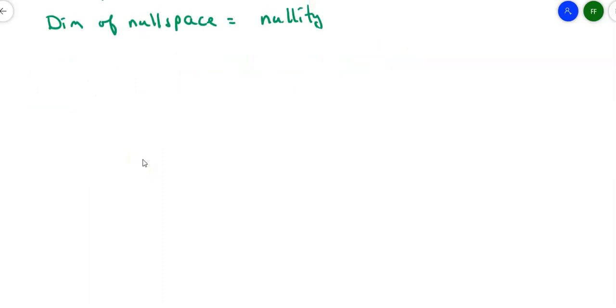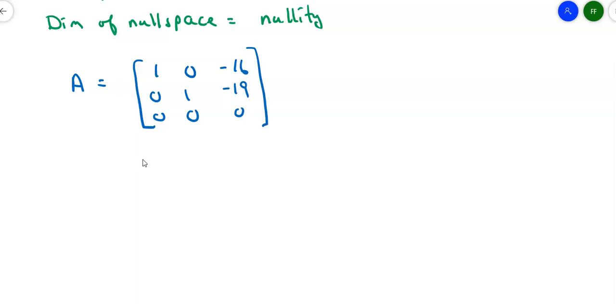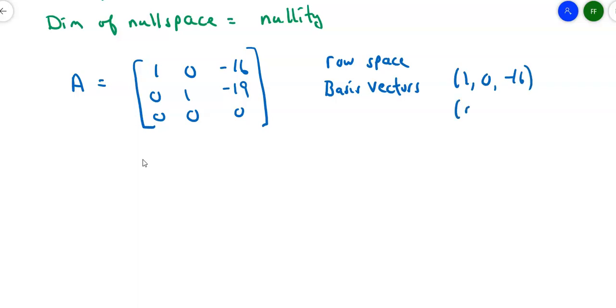In this case, I think I'm actually stealing a row-reduced matrix from a previous example, but let's say that this was the matrix we started with. Suppose we started with the matrix 1, 0, -16, 0, 1, -19, and 0, 0, 0. So I get an easy read off of my row vectors, right? The dimension of my row space is 2, because the basis vectors are 1, 0, negative 16, and 0, 1, negative 19. Therefore, the rank of the matrix is 2.